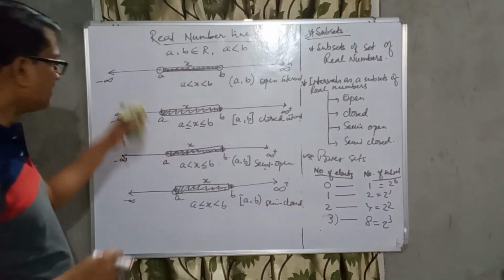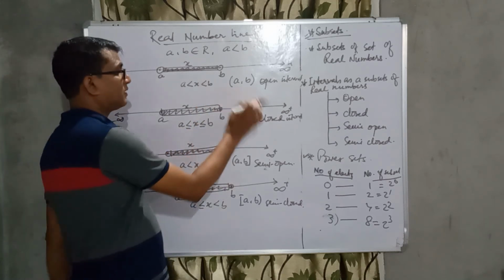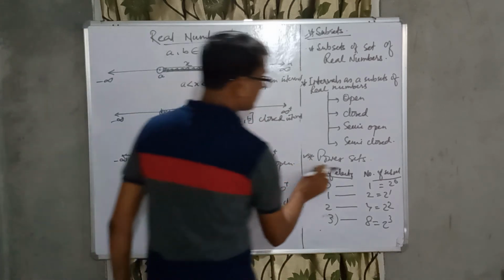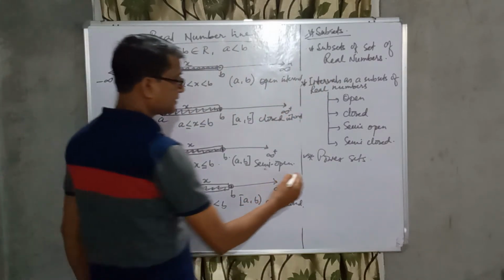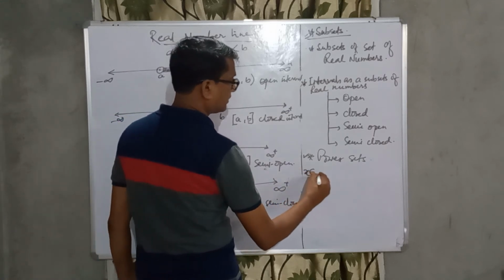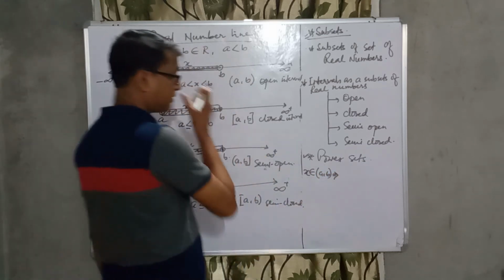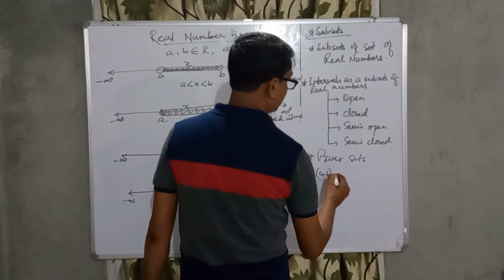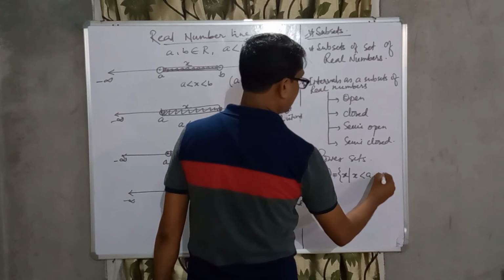Okay, these are the four types of intervals. The first is the open interval, then the closed interval, the semi-open interval, and the semi-closed interval. Now, how can you write these intervals in set builder form? Take the open interval: suppose x belongs to (a, b), then this implies, in set builder form, x such that a < x < b.